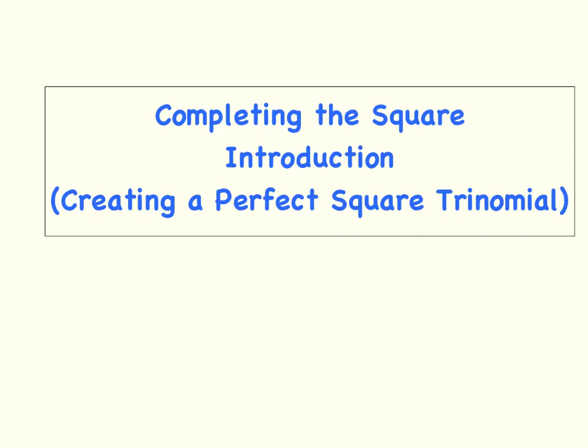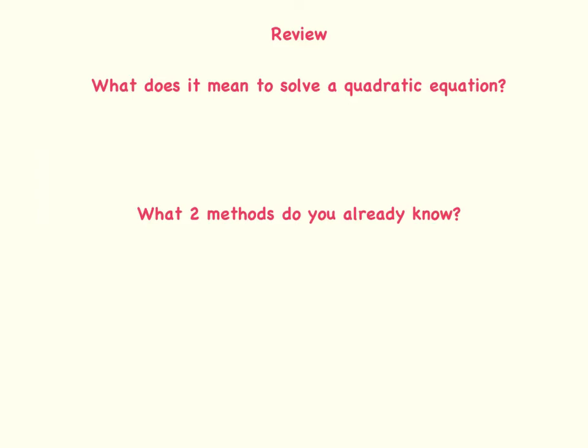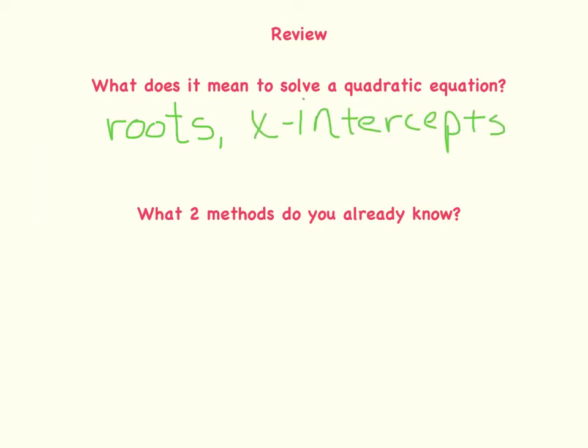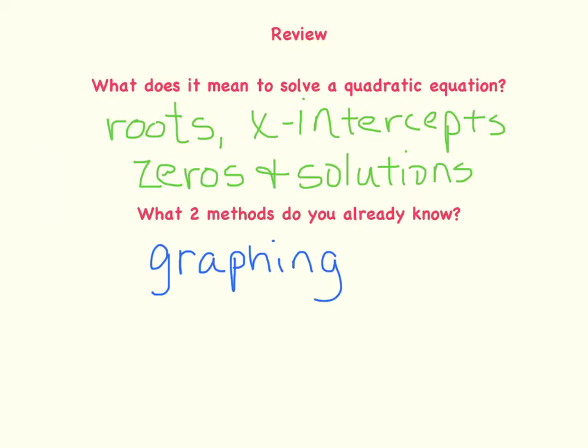Now let's get started. Let's do a little review. What does it mean to solve a quadratic equation? It means you are finding the x values, such as the roots, the x-intercepts, which we also call the zeros, and solutions to an equation. Now, what two methods do you already know? At this point, you should know how to solve by graphing and to solve by factoring.